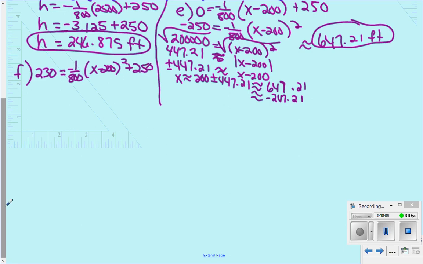And I'm going to go ahead and solve this for x. So I'm going to subtract 250, which gives me negative 20 on the left. Whoops, I already subtracted the 250 there. So then I'm going to divide by negative 1/800th or multiply by negative 800, which gives me 16,000.